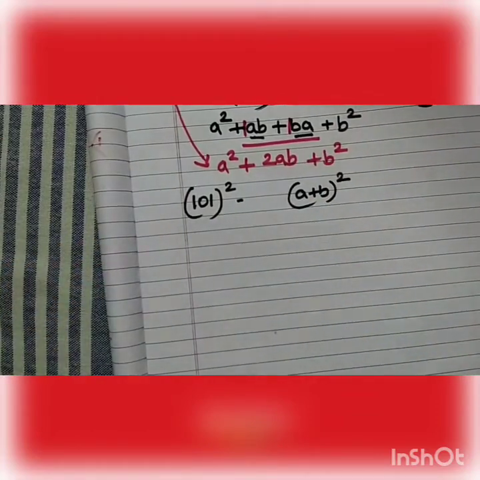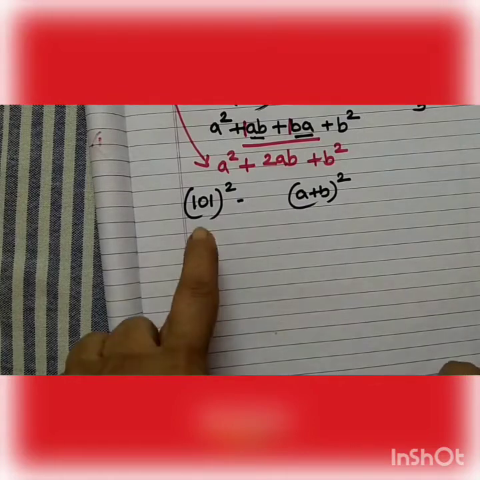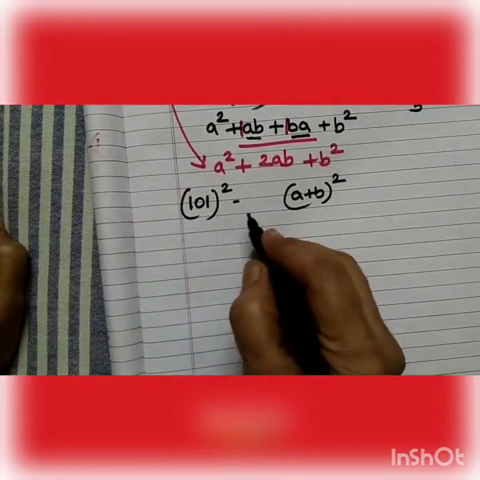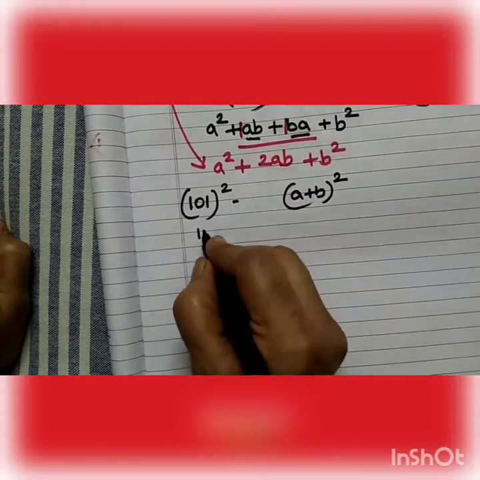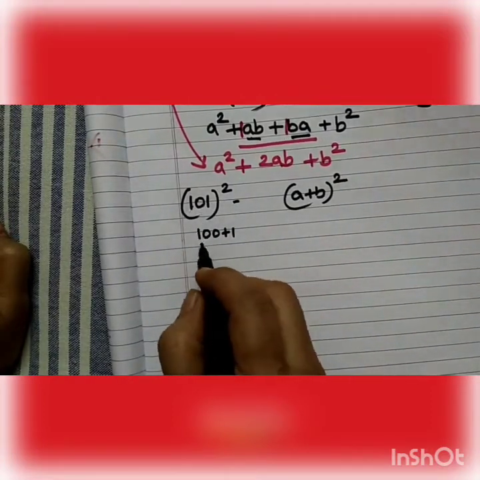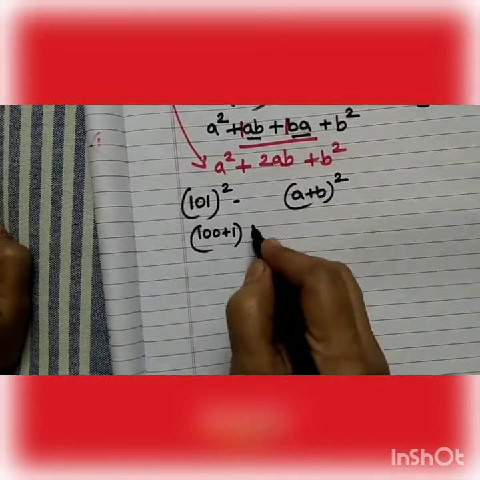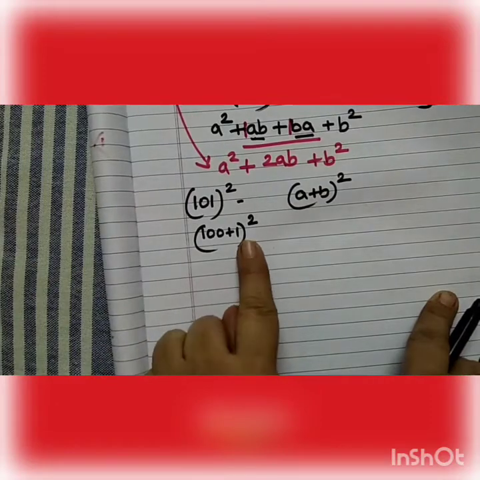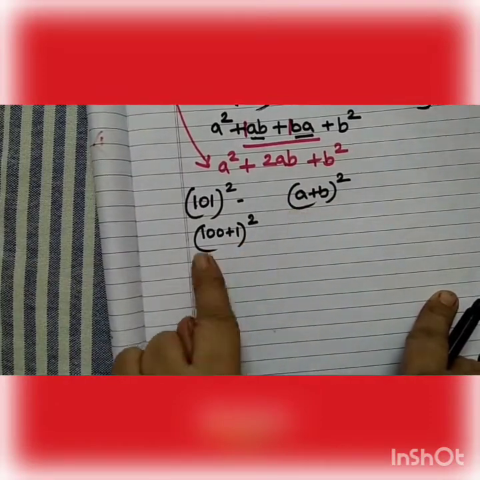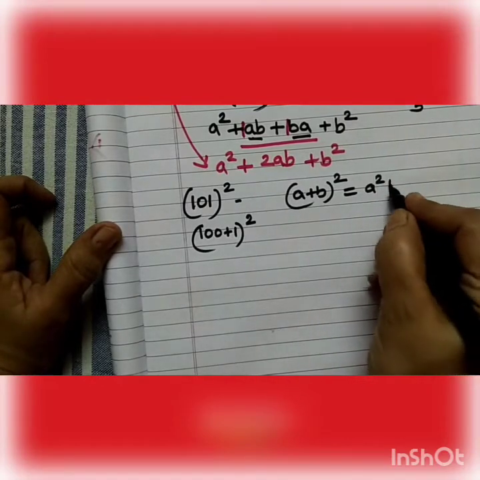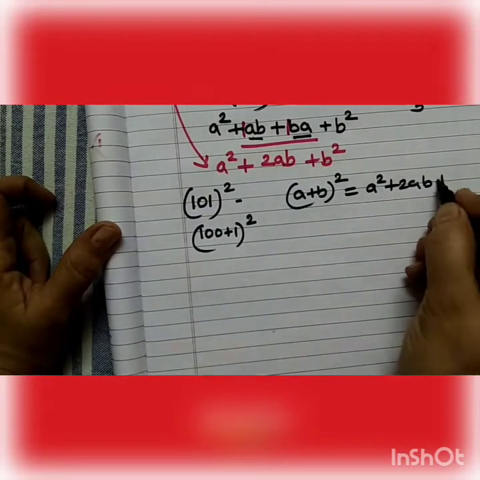Now how can I solve this sum by using this formula? I will write this 101 as 100 plus 1. Correct? 101 is 100 plus 1, and I will put a square. So I got it as a plus b, right? I can use this formula now. So what is the formula? We'll write a square plus 2ab plus b square.